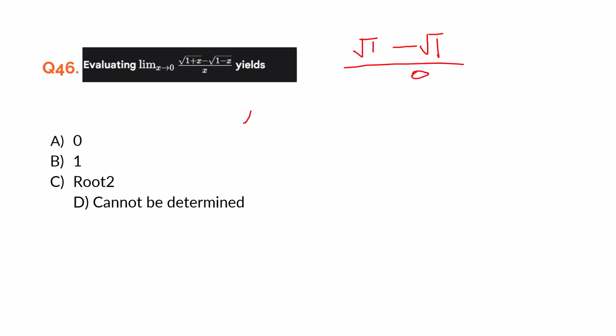So we can use the L'Hospital rule here. Using the L'Hospital rule, we first differentiate the numerator and then the denominator. Differentiating x with respect to x is 1. Let's differentiate the numerator, root x. Root x is 1 by 2 root x.